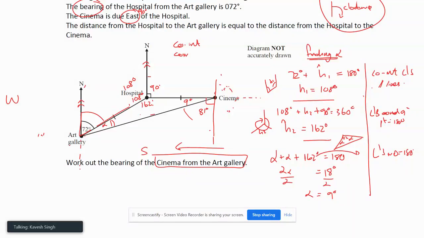So therefore, if this is 81 degrees and this over here is 90 plus 90, which is 180, then I can work out my bearing. So now finding theta is equal to 81 degrees. How did I do that? I took 90 degrees minus 9 degrees from there, and I got 81 degrees. Therefore, my bearing.